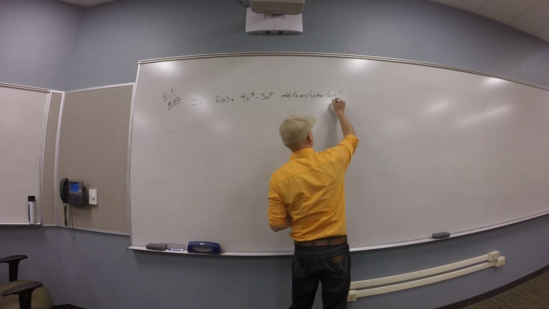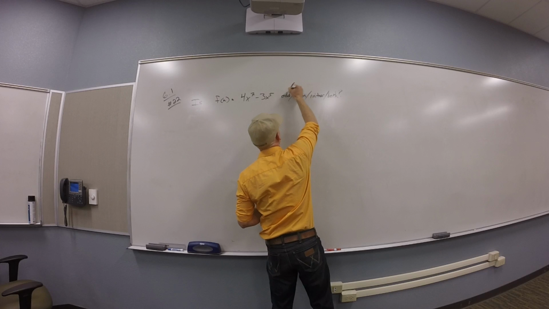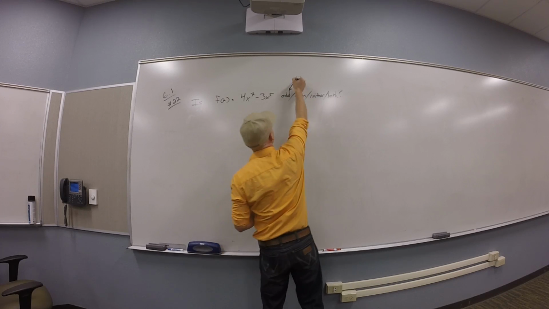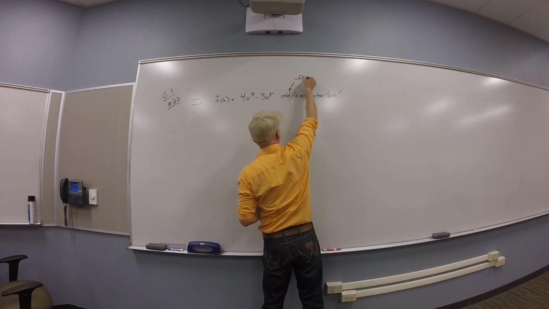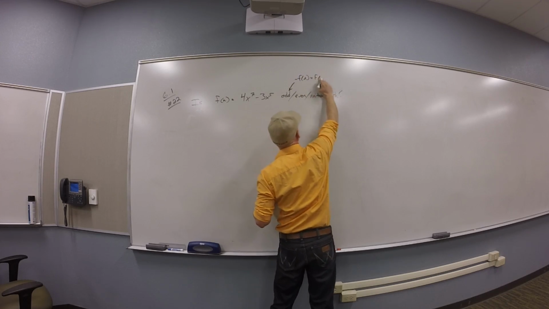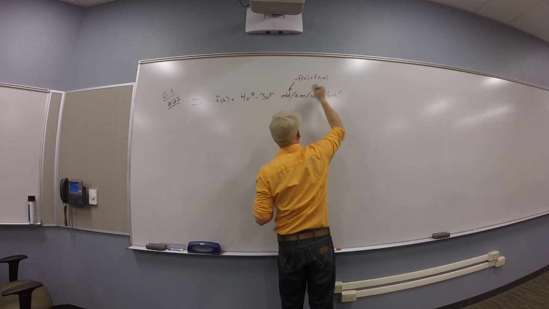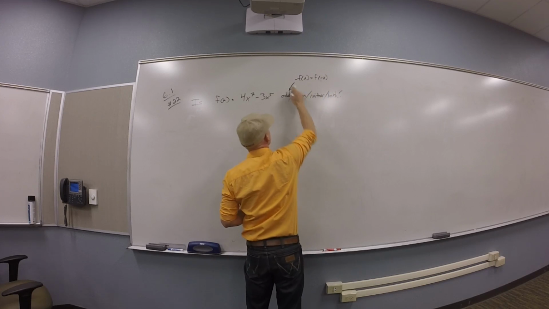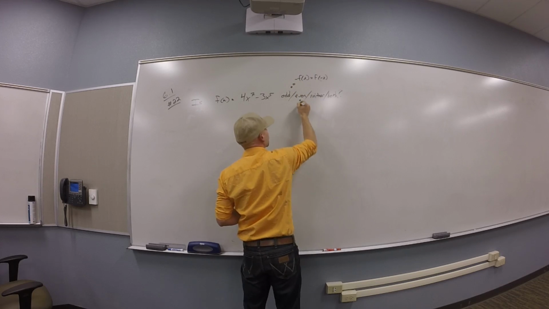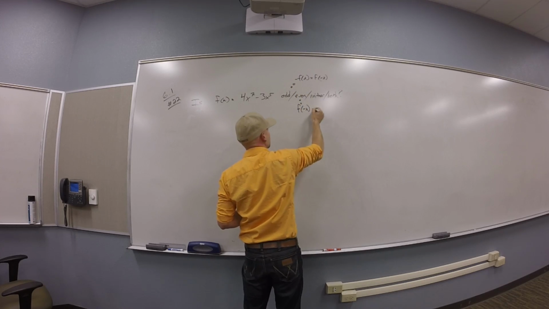Okay. So what does odd mean? Negative f of x equals f of negative x. Okay? Cool. What does even mean? f of negative x equals f of x.